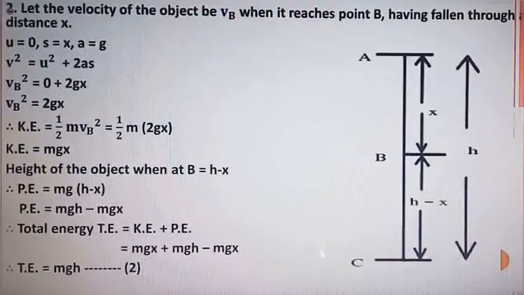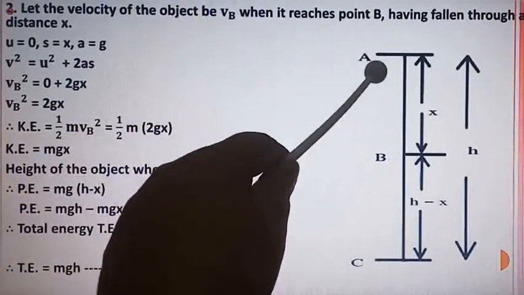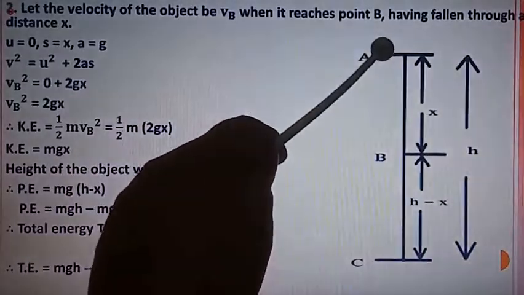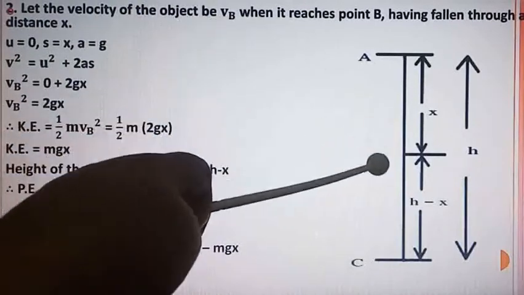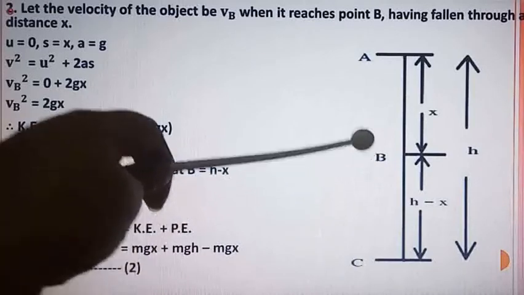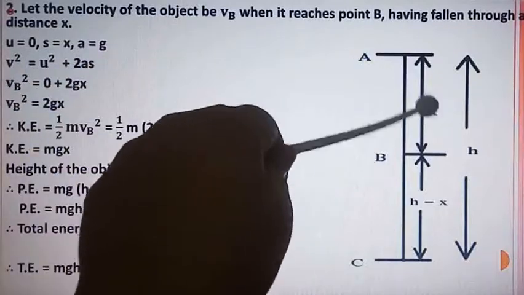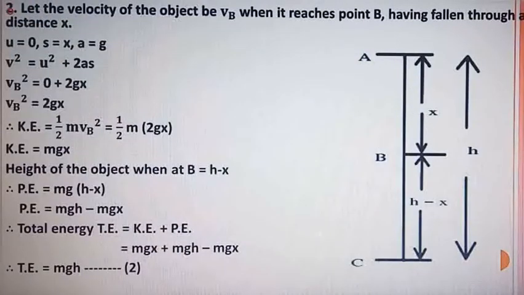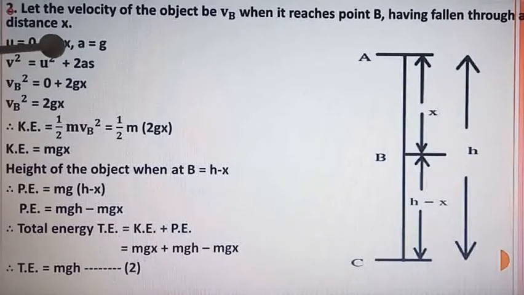Let us move towards the next situation. Let the velocity of the object be vB when it reaches point B. Now the object is allowed to fall down. So let the velocity of the object be vB. Why B? Because it reaches point B having fallen through a distance x. You know that point B is at a distance x. So here the initial velocity will be 0. What will be the displacement? Displacement will be nothing but this height, so it will be x, and a is equal to g.